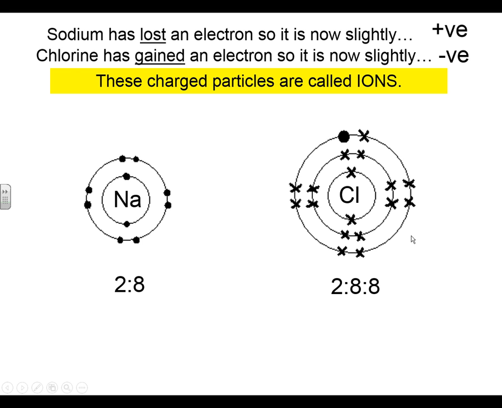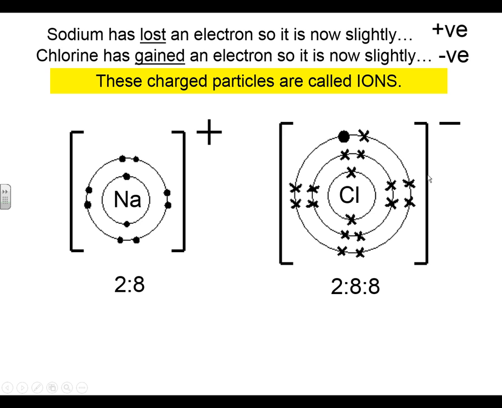Now then, because sodium has lost an electron, it's now slightly positive. It's got one too few electrons, and it's got more protons in its nucleus than it's got electrons. It's got an electronic configuration of 2,8, and it's positively charged. Chlorine is the opposite. It's got 1 electron extra, and therefore it's slightly negative. These charged particles are called ions. We draw them with brackets around them.